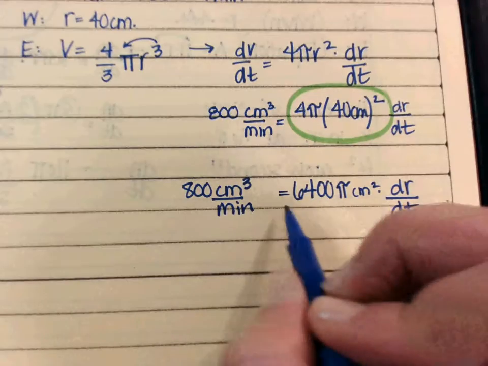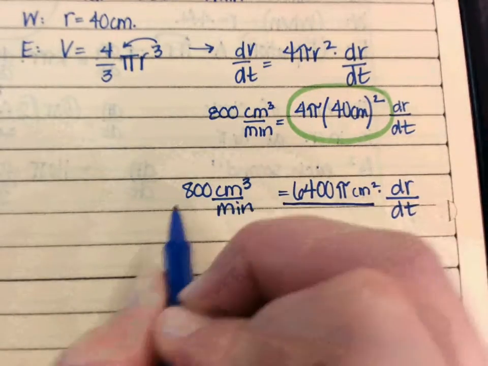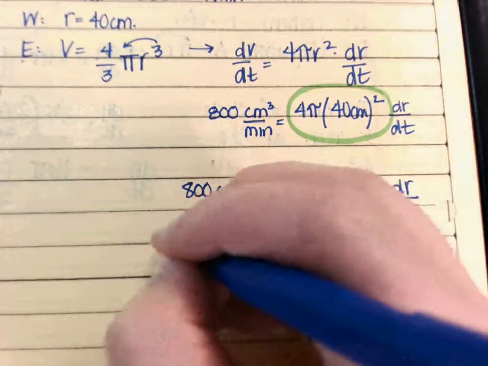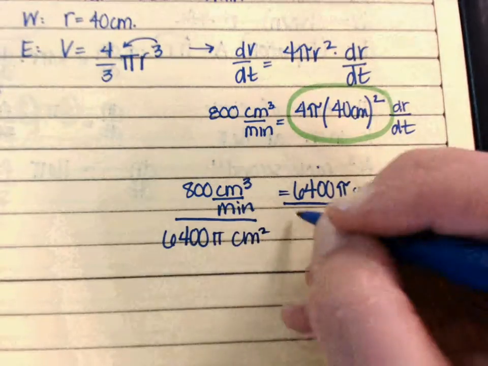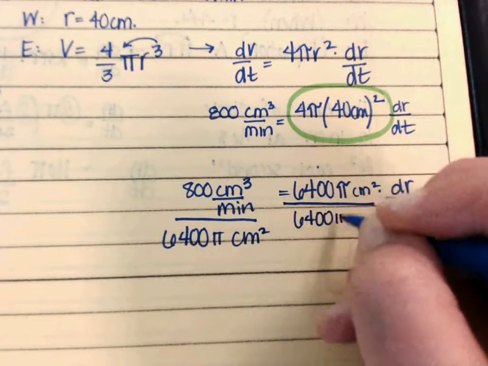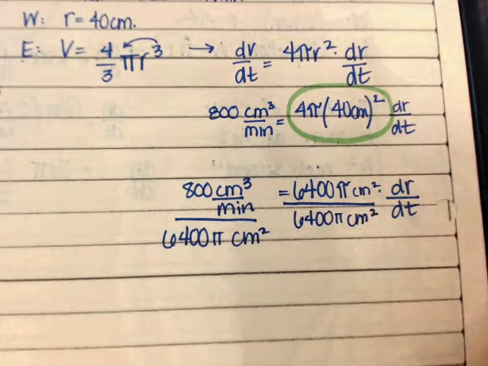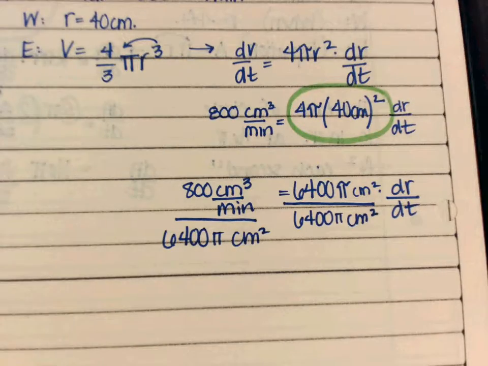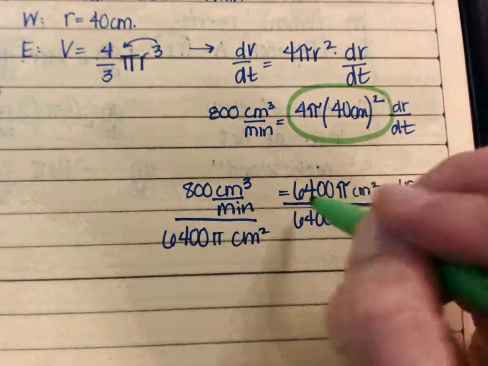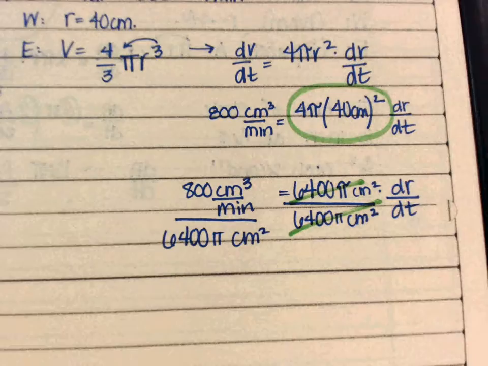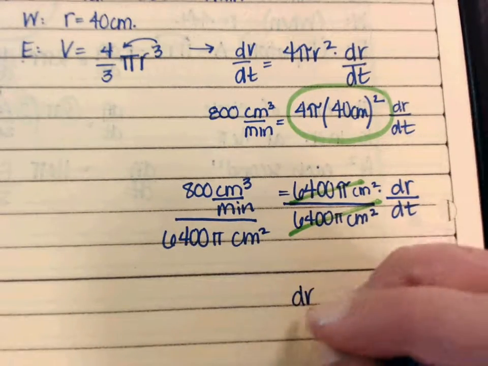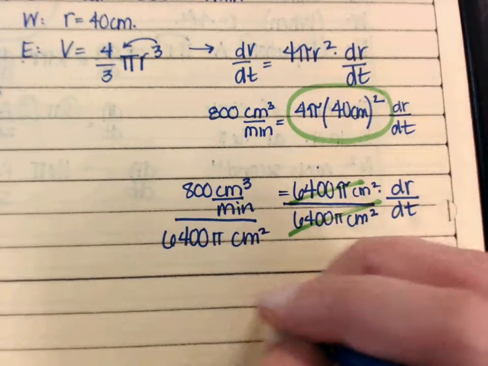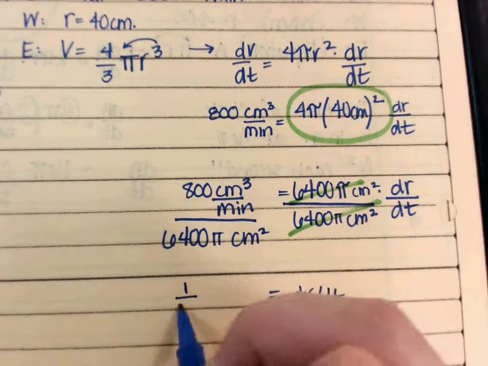I'm going to now divide by this on both sides. So 6400 pi centimeters squared, 6400 pi centimeters squared. Then what's going to happen on the right side? I solved for what? Just my dr dt is left over, good. It would be 1 over 8 pi, very good.